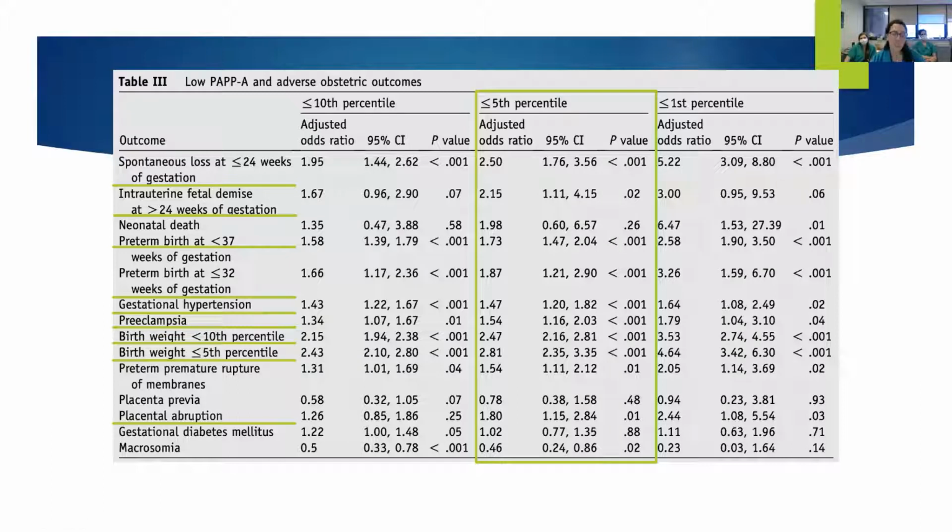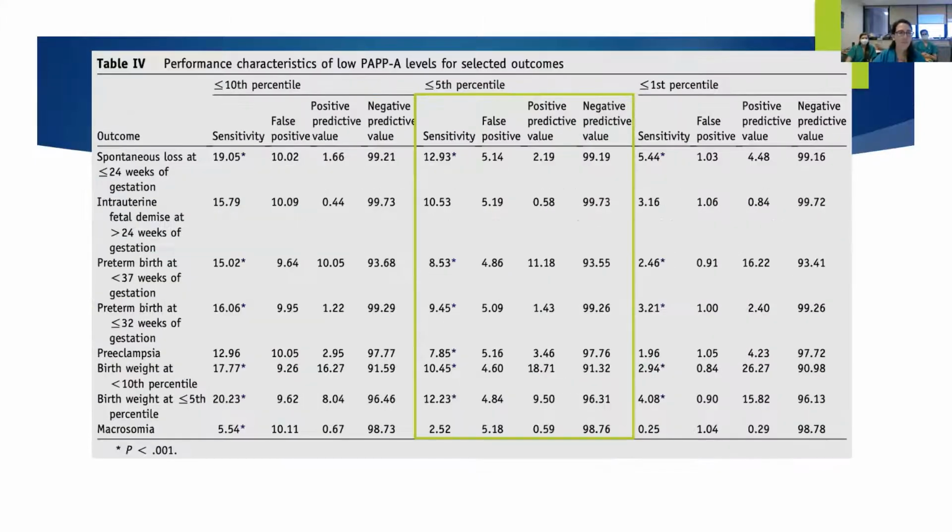So in this table, we can see that PAPA less than the 5th percentile was significantly associated. So you can see here with spontaneous pregnancy loss, less than 24 weeks, more than 24 weeks, preterm birth, less than 37, less than 32 weeks, all the pregnancy-induced hypertension, birth weight less than the 10th percentile, less than the 5th percentile, and placental abruption. And there was also a consistent pattern of increased risk of an adverse outcome as the PAPA level became increasingly extreme, from the 10th percentile to the 1st percentile.